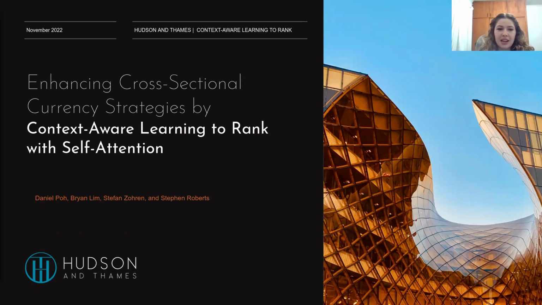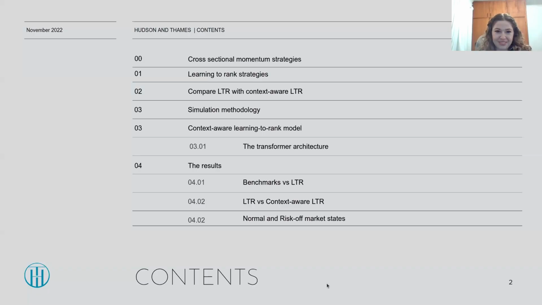to rank model that actually incorporates self-attention, which is pretty cool. It's from the Oxford Man Research Group. Okay, let's start. I'm just going to give a quick overview of cross-sectional momentum strategies. I think by now we know what that is, but I'll give a quick overview. And then we'll check out learning to rank strategies again.